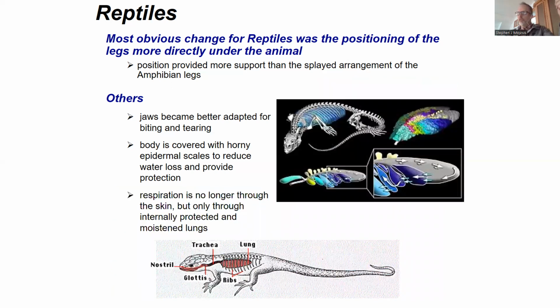Reptiles do not respire through their skin, but through internally protected and moistened lungs. So the lungs continue to develop, so that through the nostril or the glottis region and the trachea, air leads to lungs behind the ribs here. Of course, amphibians have simple lungs. Reptiles are so successful because they can breathe air all the time. They don't have to keep their skin moist. The lung tissue is very convoluted, so it has an enormous surface area that is thin and has a thin membrane and is kept moist so that air can diffuse through the membrane and oxygenate the blood.